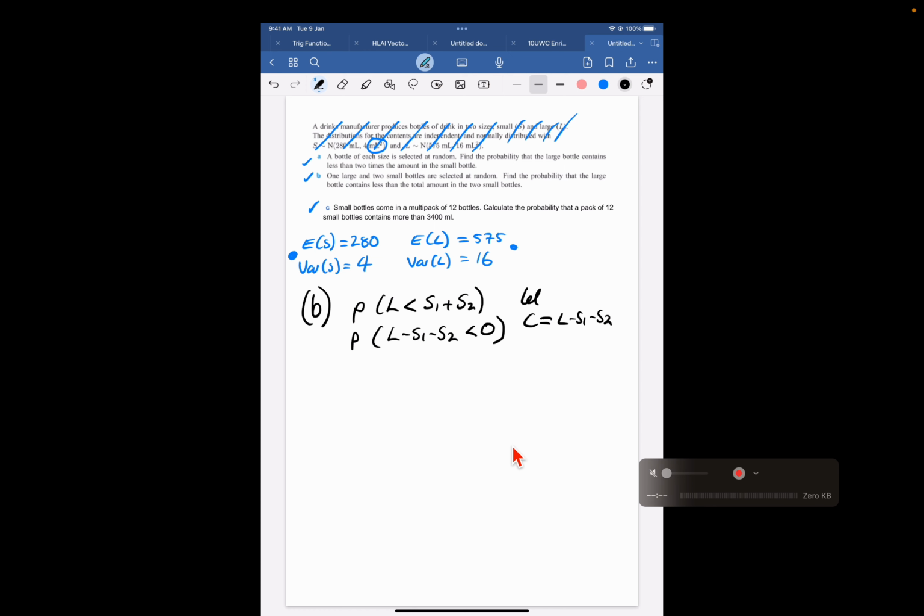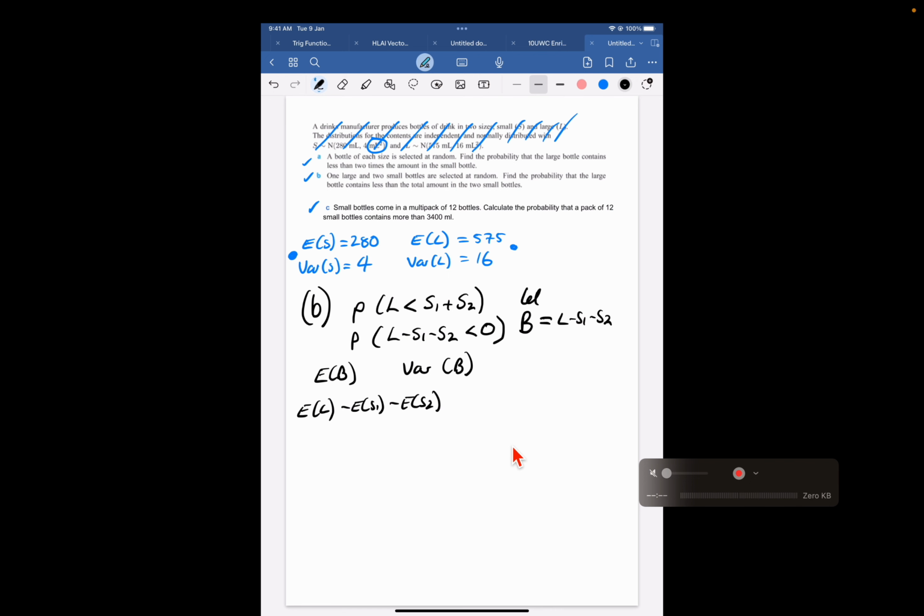I suppose if you wanted, you could use a different letter. I'll call it B here because we had C for part A. So let B equal the combination. We need E of B and we need var of B. So E of B is just E of L minus E of S1 minus E of S2. Now you can clearly see that it's minus 2 of the E of S's.